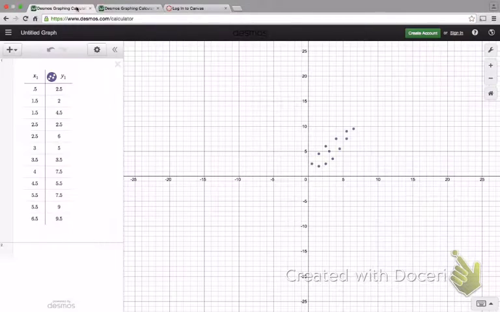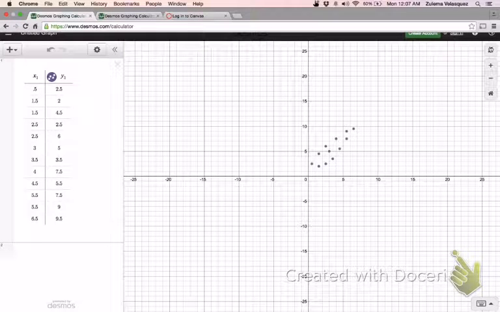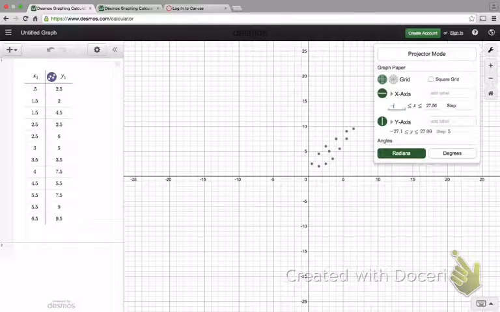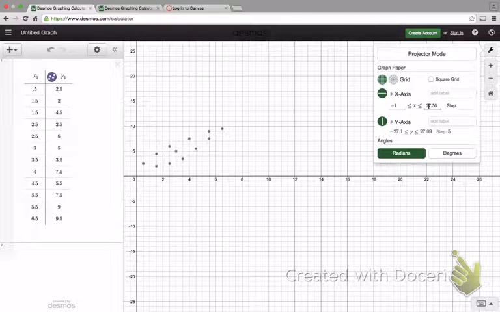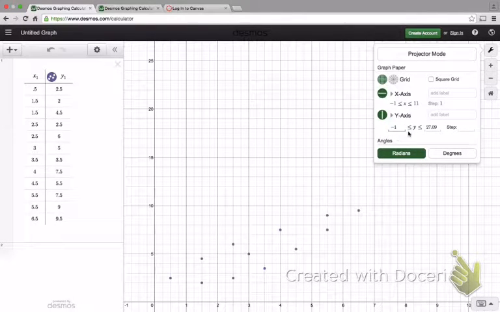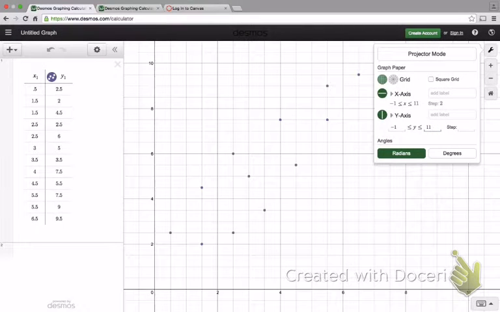There we go. So all the points are there on Desmos. I'm just going to go ahead and make a few changes here. I'm going to change the x and y axis. I'm going to go from negative 1 to, let's go, our graph goes to 10. I'll just put 11 just to have a little bit extra space. On the y-axis, I'll do the same, negative 1 to 11. It just gives me a better window.